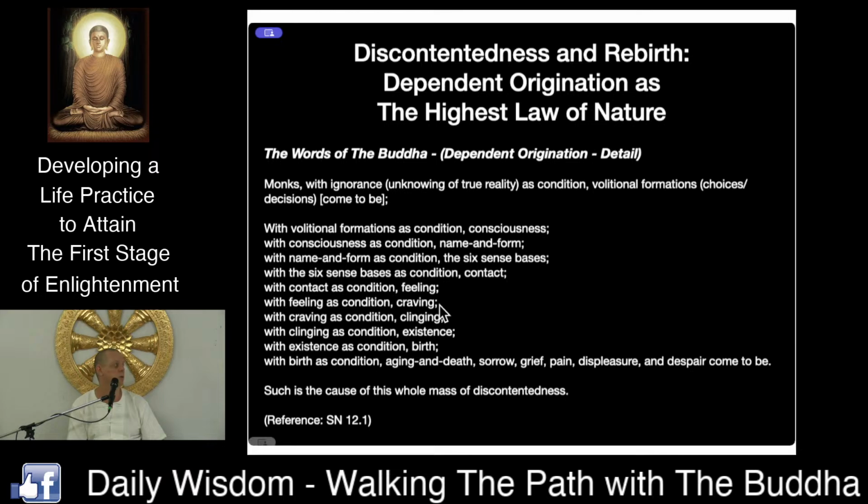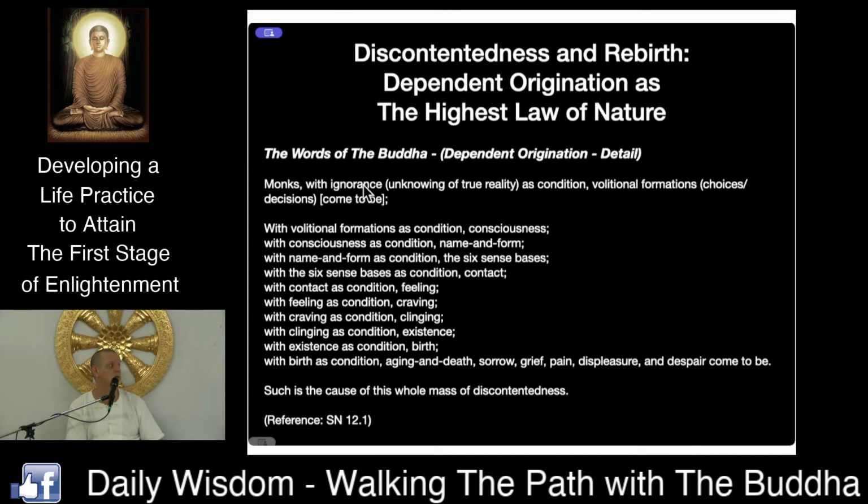And then when there's craving, the mind's going to have clinging, where you're holding on to things, wanting them to be permanent. When there's clinging, it's going to lead to existence, where you come into the world into an existence. Once there's an existence, there's then going to be birth. As long as there's birth, there's going to be aging and death. And if there's birth, aging, and death, there's also going to be sorrow, grief, pain, displeasure, and despair. So that entailment is seeing the cause and effect, cause and effect, cause and effect.